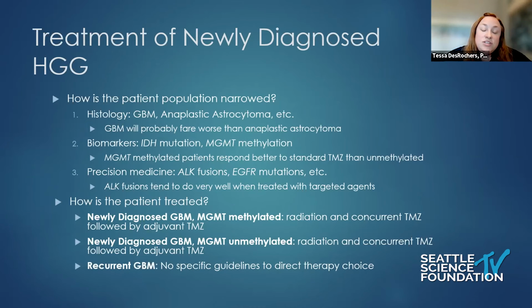But then we talk about how the patient is actually treated. Newly diagnosed GBM, MGMT methylated, get radiation concurrent TMZ, followed by adjuvant TMZ. Newly diagnosed MGMT unmethylated can go to a clinical trial, or they can still get the same treatment, radiation concurrent TMZ, even though the data has shown that MGMT unmethylated patients tend to not fare as well on TMZ. And then for recurrent GBM, there are no specific guidelines to direct therapy choice. So you're basically left with a pool of therapies to choose from with very little to no guidance.